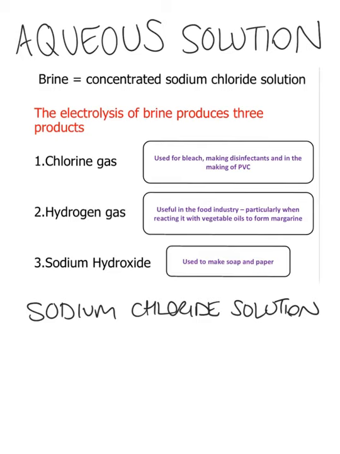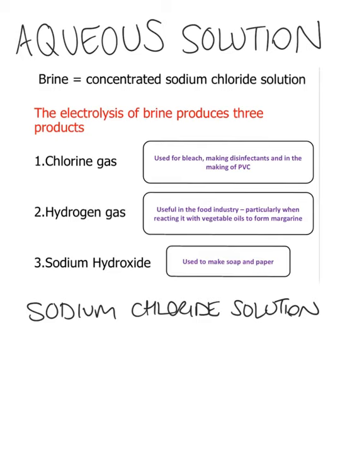Now, the electrolysis of brine produces three products, and you can see them there: chlorine gas, hydrogen gas, and sodium hydroxide. The reason I've included them is because lots of the time questions will ask you what are the three products. Sometimes they also ask you what the tests are for the three products.